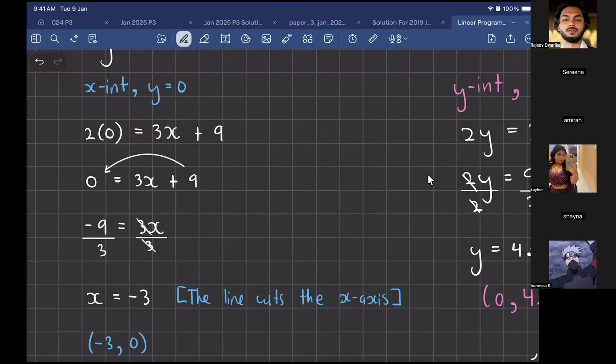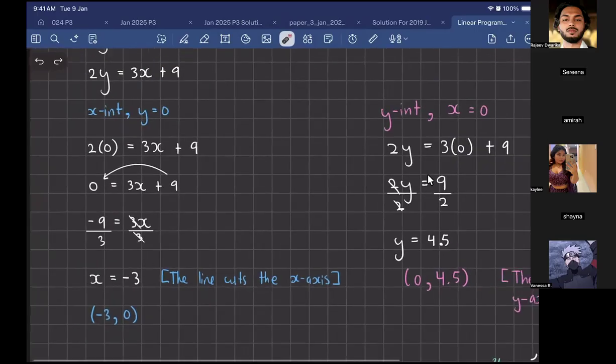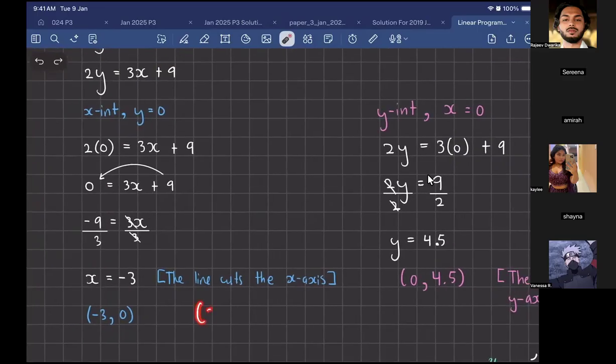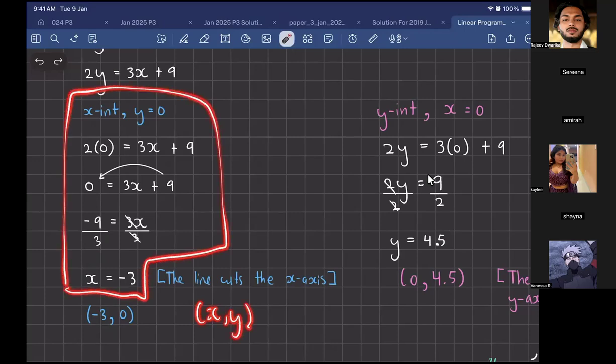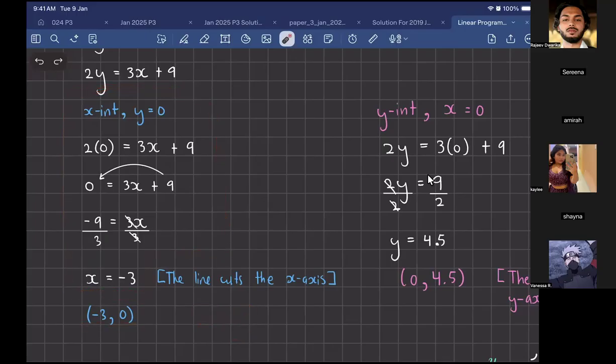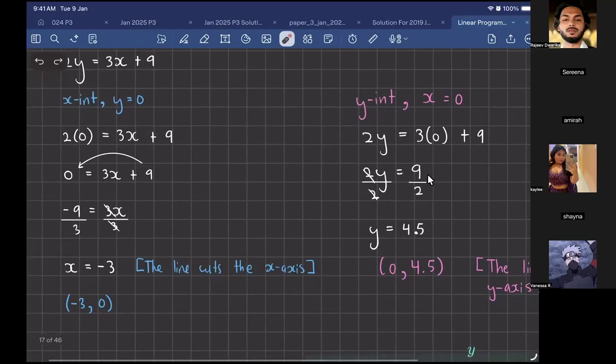So x is equal to -9 over 3. What is negative 9 over 3? Negative 3. And when you're writing a point, a point is made up of an x value and a y value. So the x value for the x-intercept is negative 3, and the y value was 0. So negative 3 comma 0. You understood everything we did there?